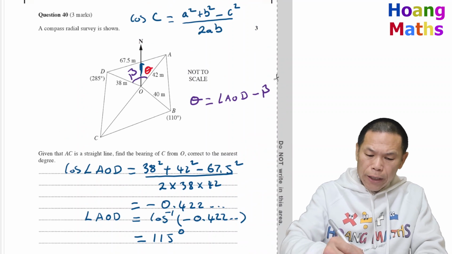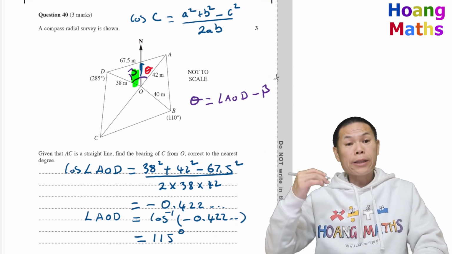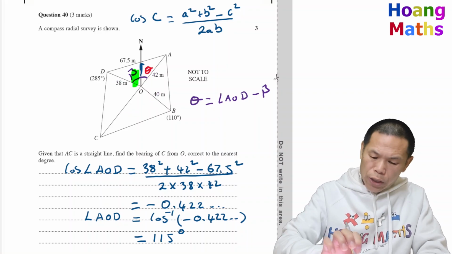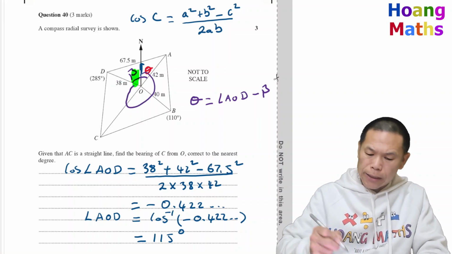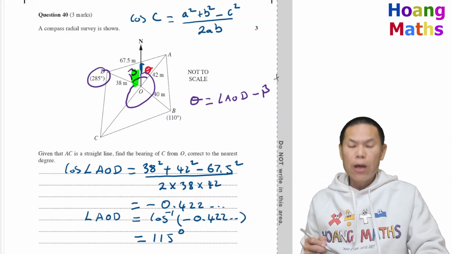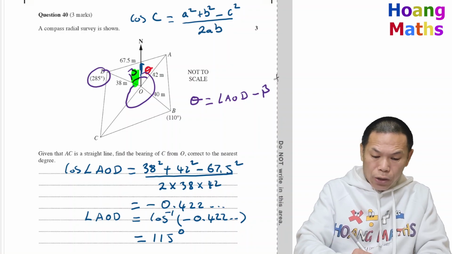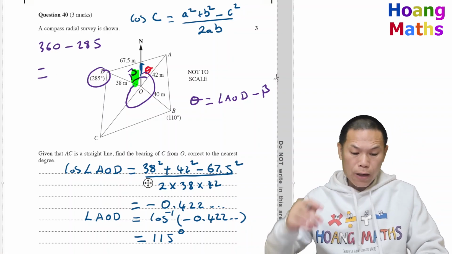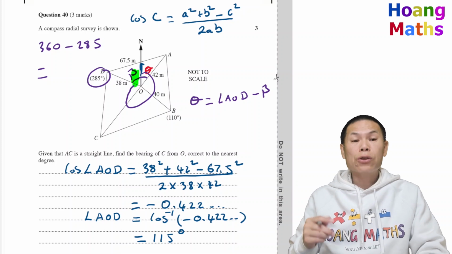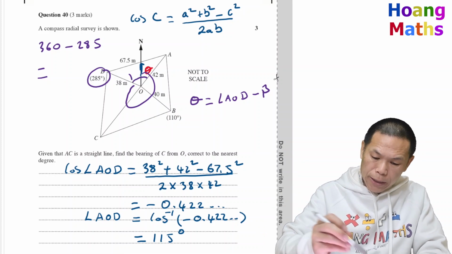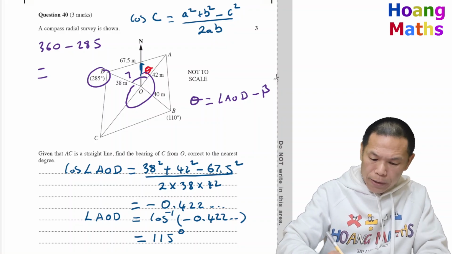Now we need to find this angle here first. To find this angle, we know that from here to here is 360 degrees, so we need to work out 360 minus this angle. This angle here is 285. So 360 minus 285: 360 minus 280 gives us 80, 80 minus 5 is 75. This is 75 degrees.